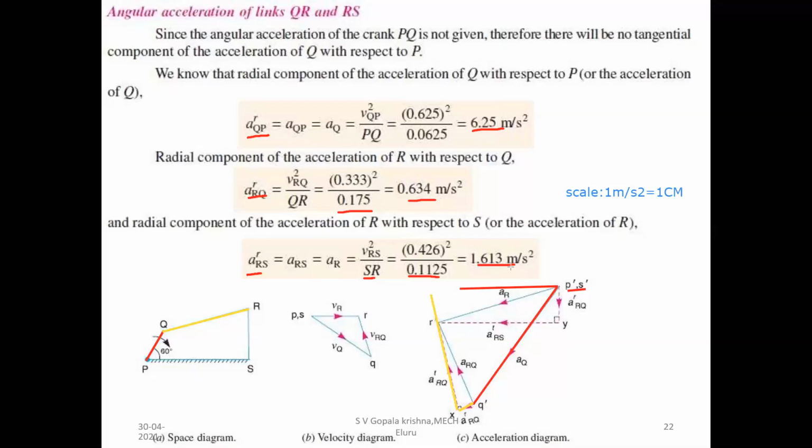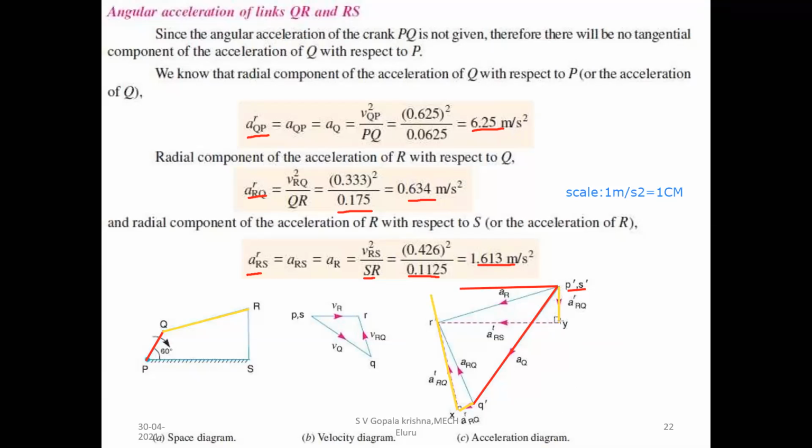So that is the first step: you have to draw the radial component. The radial component is how much? 1.613. So you just have to draw the radial component with the angle of RS. That is our 1.6 centimeter. Just take 1.6 centimeter and draw it.